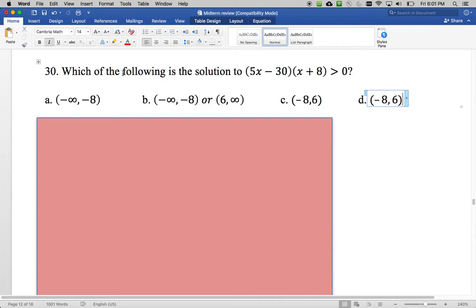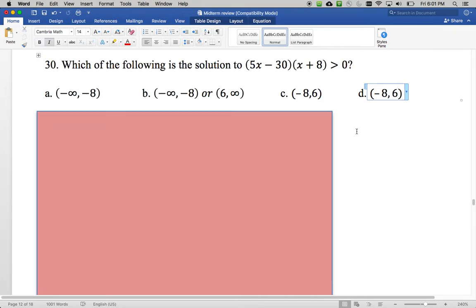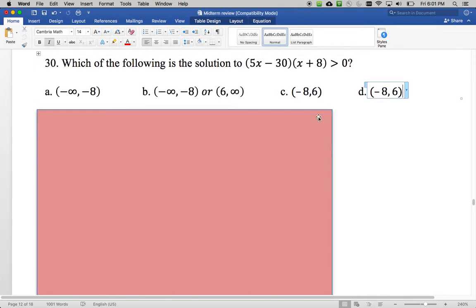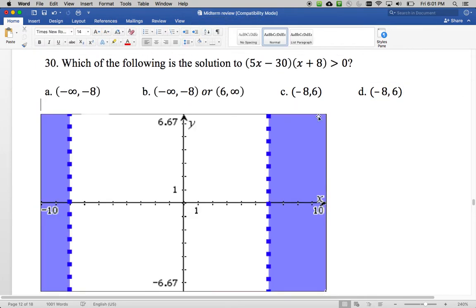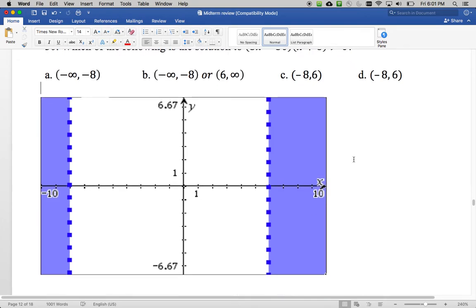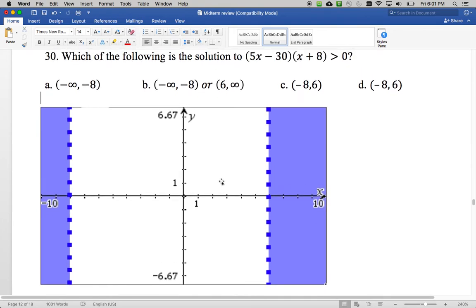So with this one, you just have an inequality, and you want to know what the solution to this inequality is. There's a lot of ways that you can do this algebraically, but I love my graphs, so I'm just going to graph it. And when you graph it, you get this huge graph, right? And again, if you need help figuring out how to graph inequalities, I can show you in class when we do the review in class.